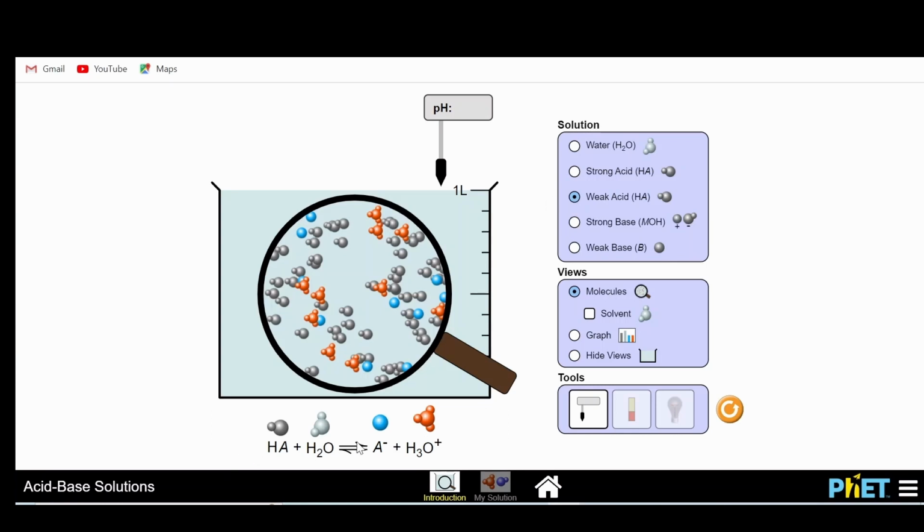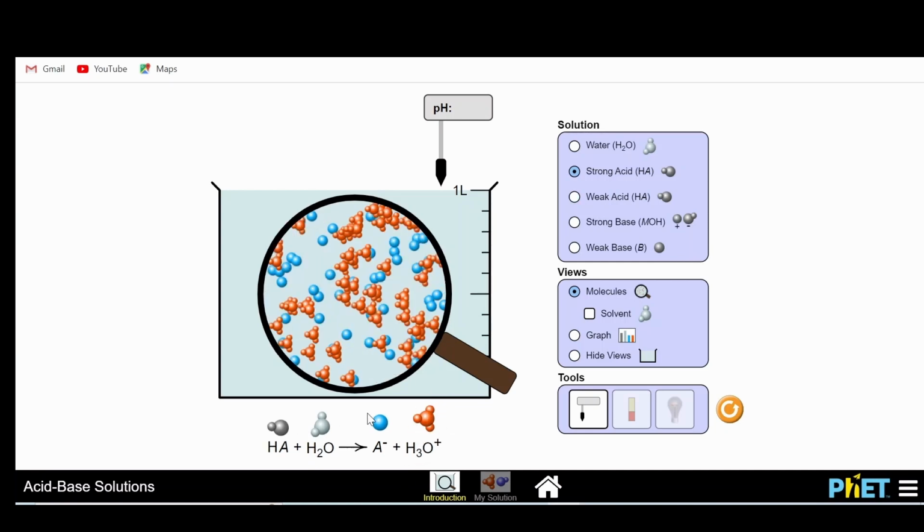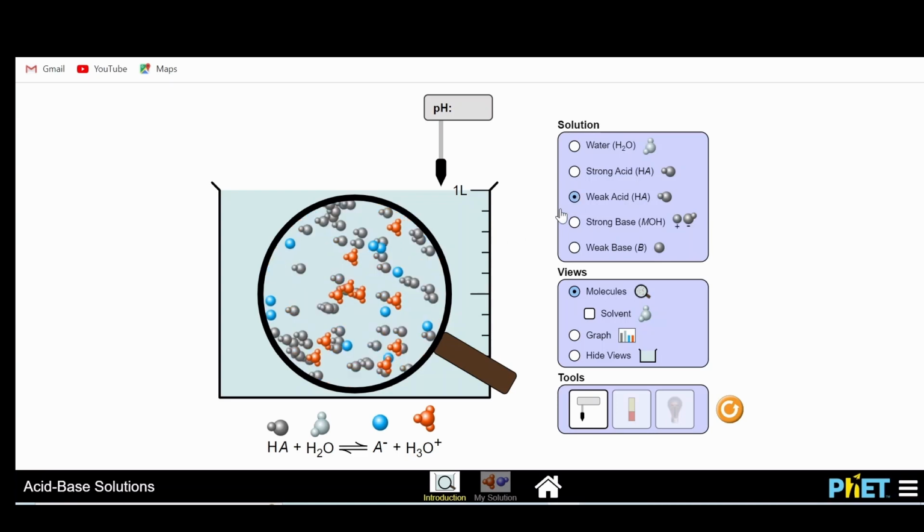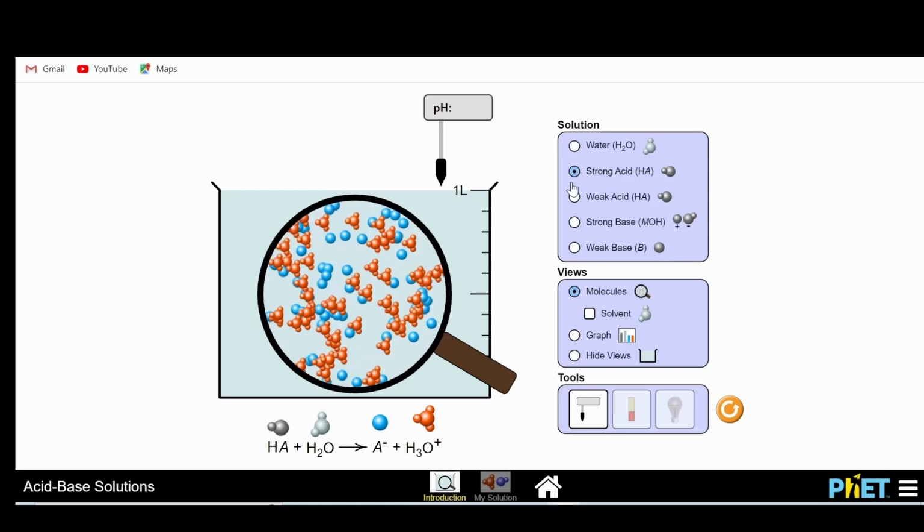A weak acid can be defined as a substance that can only partially ionize in water to produce a low concentration of hydronium ions. And a strong acid, on the other hand, can be defined as a substance that can completely ionize in water to produce a high concentration of hydronium ions. So looking at this simulation, note how the number of hydronium ions changes as I toggle between weak and strong, and also how the amount of HA reacted also differs.